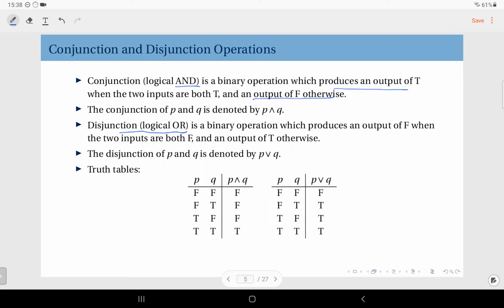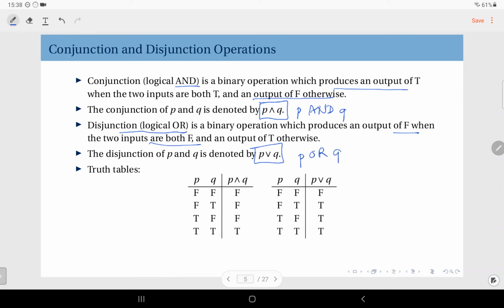And as opposed to that, disjunction, or logical OR, is the binary operation which produces an output of false when both inputs are false and true otherwise. Okay. So you also see the representations here. This is conjunction, P and Q, and this is disjunction, P or Q. That's how we read this.